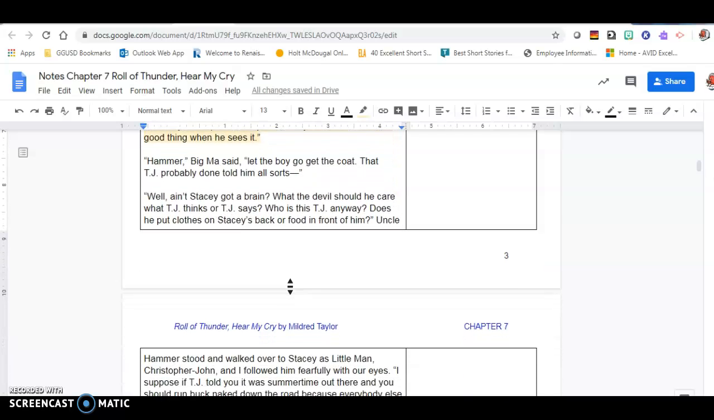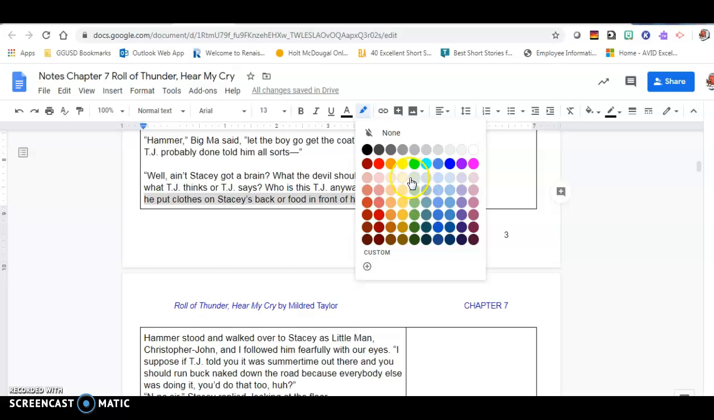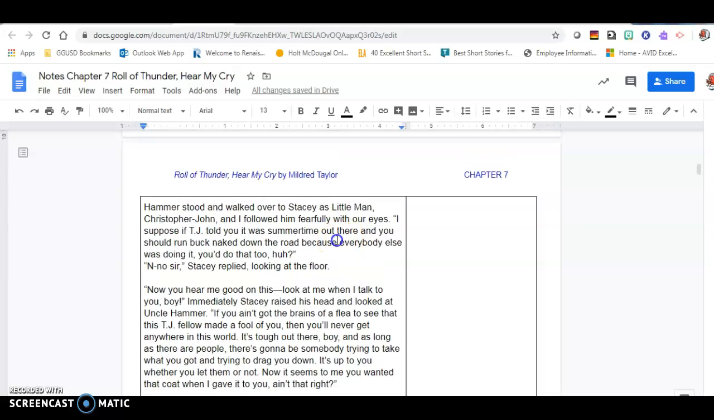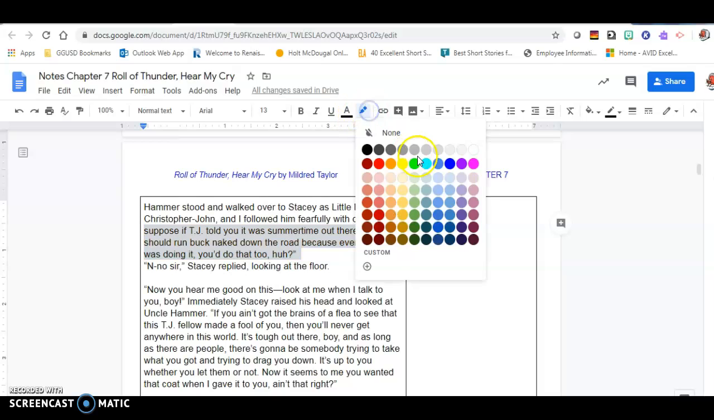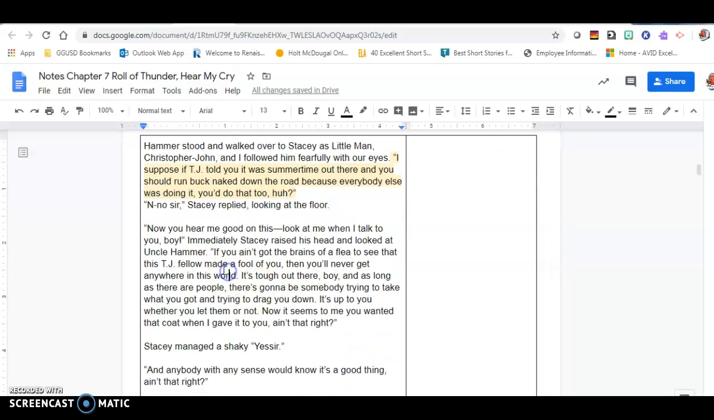And then he goes on to say, does he put food on or clothes on TJ's back? So he's basically reminding Stacy, why do you care so much what this guy has to say? What does he do for you, right? And then he's reminding him that TJ is going to be bossing you around. Like, if he tells you that it's summertime, because we know right now it's really cold, that's why he gave him the coat, are you going to run out there naked because he's telling you to? And I like that evidence.